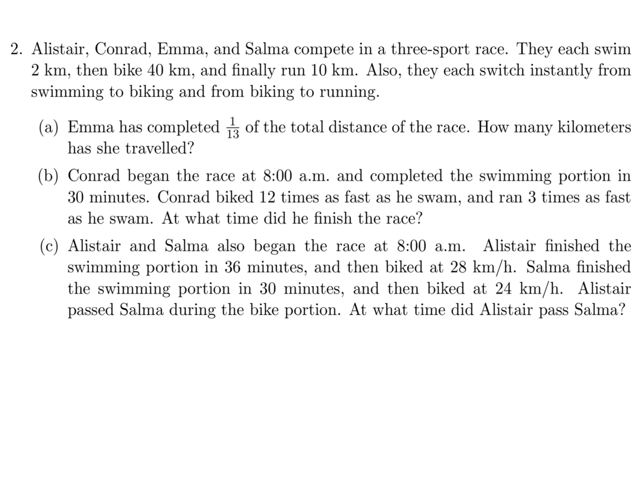Alistair, Conrad, Emma, and Salma compete in a 3-sport race. They each swim 2 kilometers, then bike 40, then finally run 10K. Also, they each switch instantly from swimming to biking and from biking to running. Emma has completed 1/3 of the total distance. How many kilometers has she traveled?